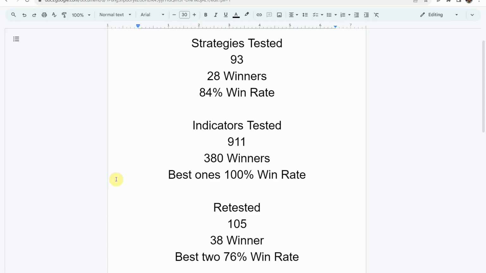Now you need to go back and watch those videos to understand the context of how they were able to achieve that. So go back and watch those videos and see what you can get out of those winning indicators. We've also retested in the advanced testing 105 of the winning indicators. 38 of them have been able to maintain the winning status, the best to a 76% win rate.